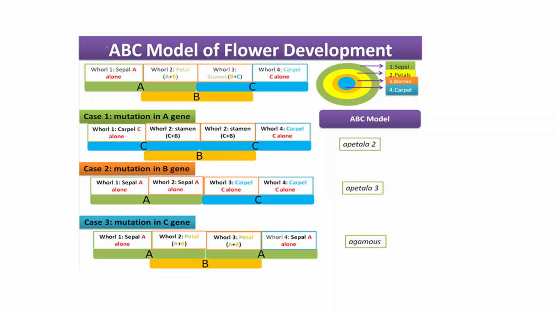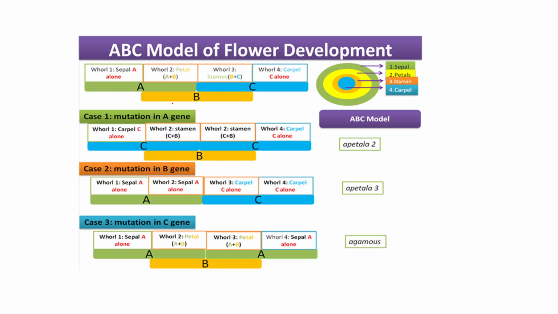So this ABC model of flower development explains how different floral organs are specified in plants. What are the different floral organs? These are sepals, petals, stamens, and carpels. For example, in Arabidopsis thaliana there are four whorls present in flowers, and these are concentric. The first, the outermost, is the sepal. Then you have petals, then stamens, and then carpel. So whorl 1 is sepals, whorl 2 is petals, whorl 3 is stamens, and whorl 4 is carpels.